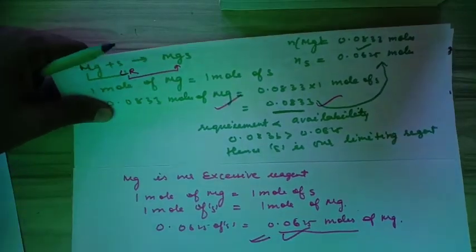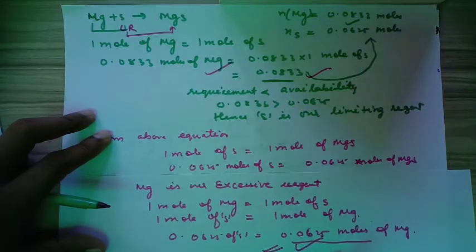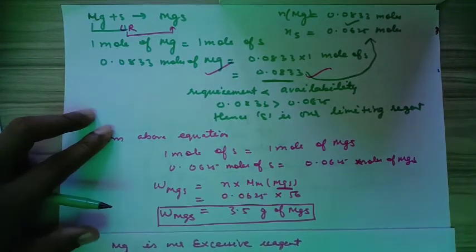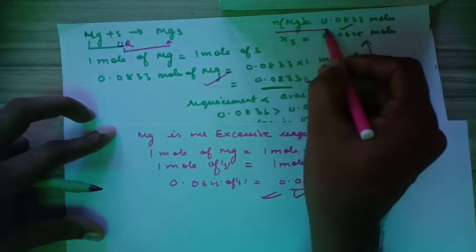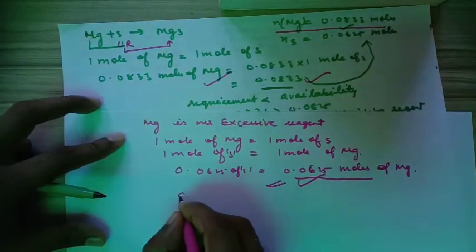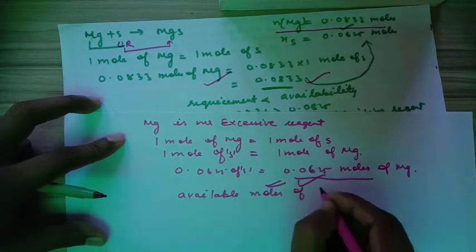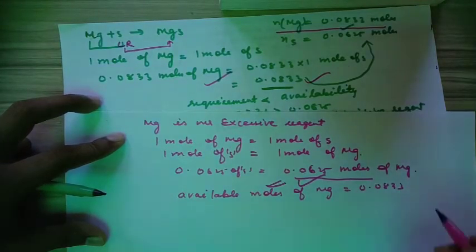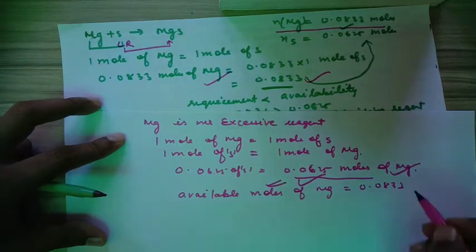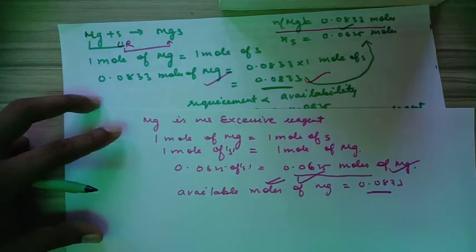So both these two, now here it is of sulfur and here it is of sulfur, so it is 0.0625, and at the one place we have obtained that mole of Mg is here. So initially available mole of Mg as obtained is 0.0833. Now this amount is consumed in the reaction and this amount is available. Now the difference will give us the amount unreacted.